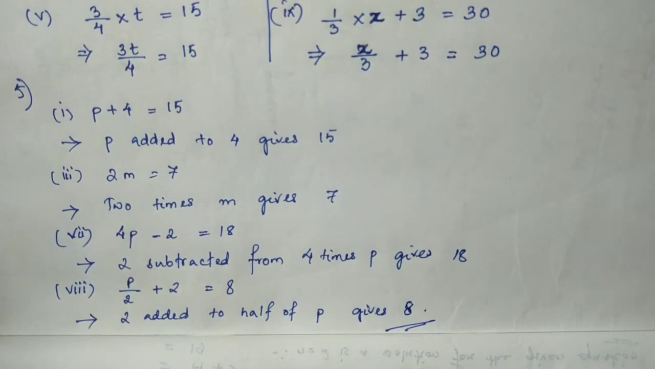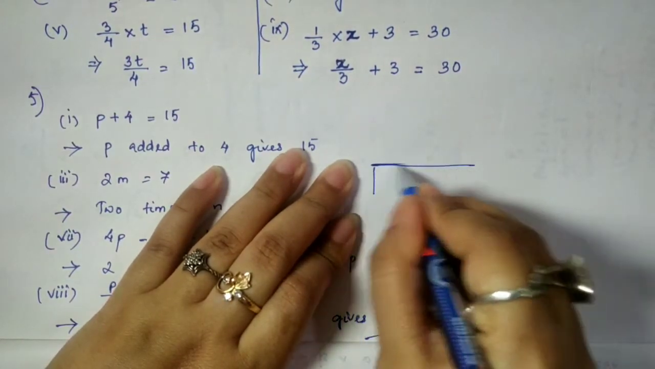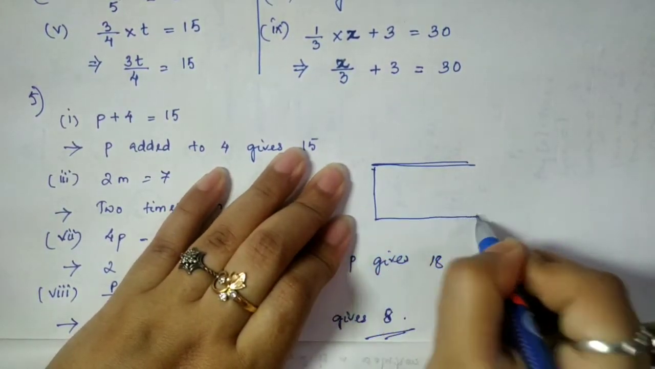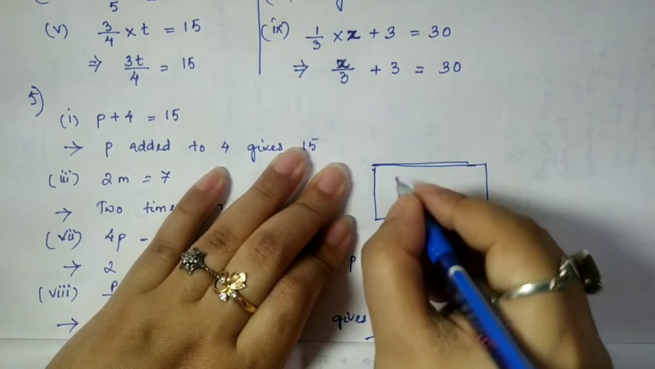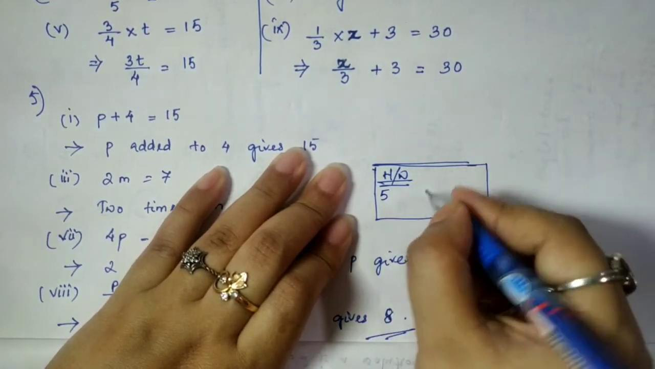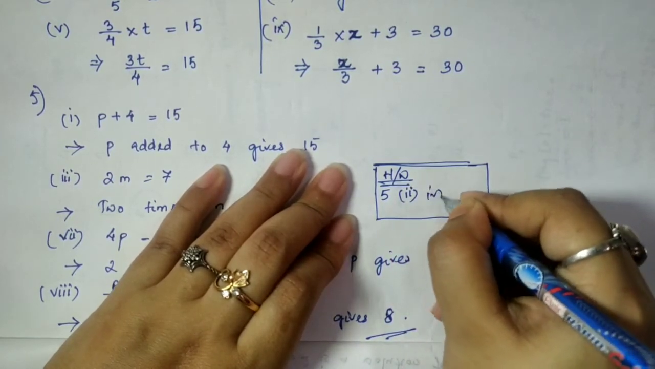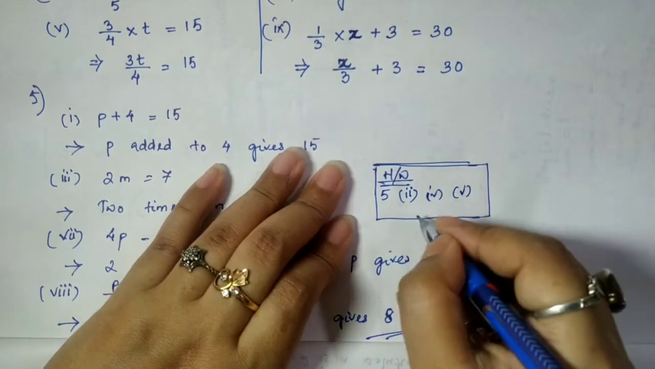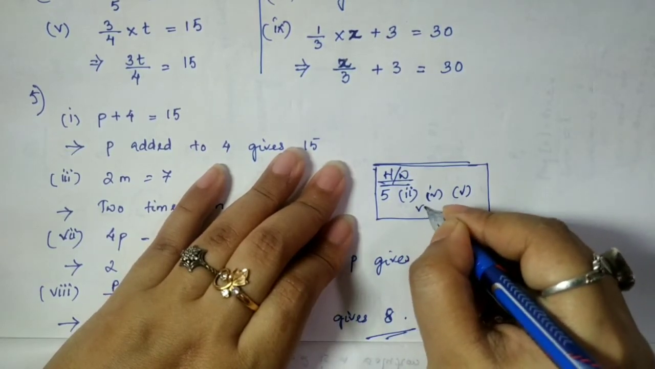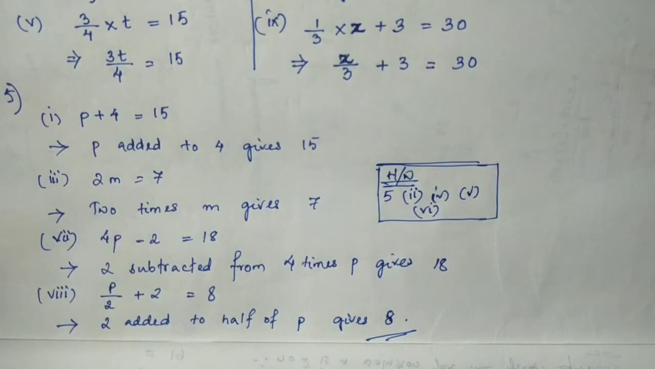Now here are a few more sums which I would like you to do as homework from this question. I'm making a small box over here where I'm writing the homework for you. Okay, from question number 5 your homework will be 2, then 4, 5 and 6. Okay, these 4 I'd like you to try as homework. Now we'll move on to the last question of the exercise, that is question number 6.